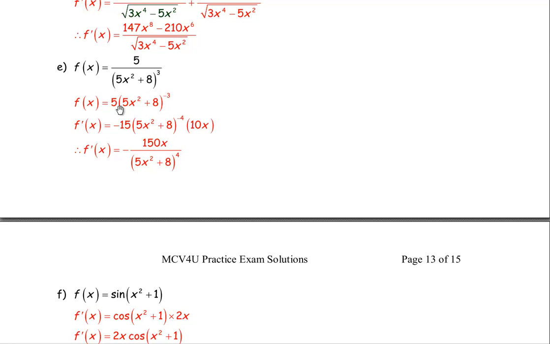So the negative 3 comes down and multiplies by the 5 in the front to give the negative 15. Original function inside. And then we subtract 1 from the exponent. Negative 3 minus 1 is negative 4. And then you multiply that by the derivative of what's in here. So that would be 10x. So 10x times negative 15, sorry, is negative 150x. And then we would write this as 5x squared plus 8 to the power of 4 in the denominator.